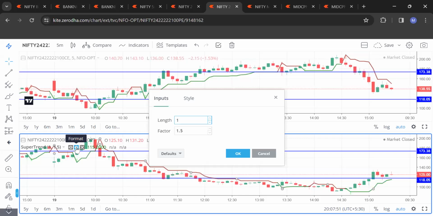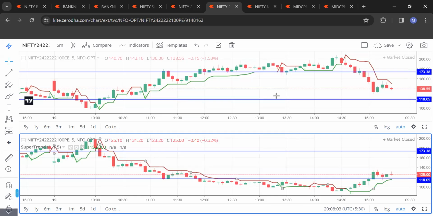See this, the length period is 1 and the factor is 1.5. Simple. You know the level. Once crossing the level, there is a Supertrend which is giving you an excellent signal. And don't rely upon this alone. That should be from both sides. If this is closing below the low, this has to close above the high. Simple. That's all. Nothing else.